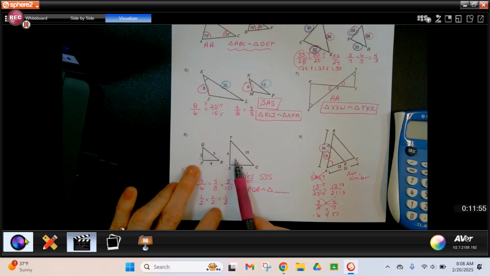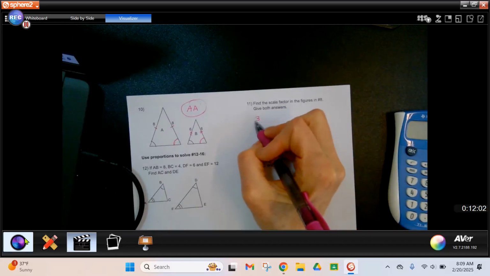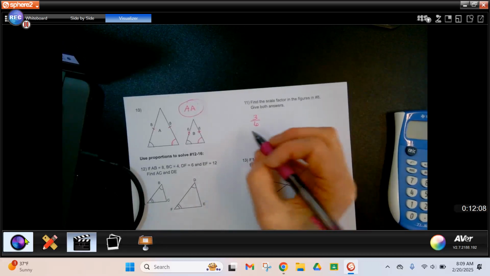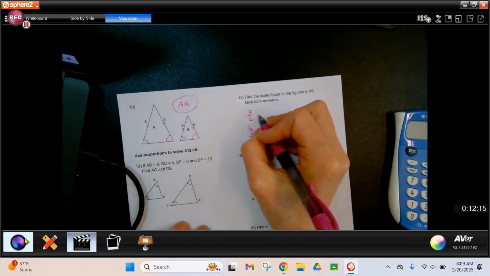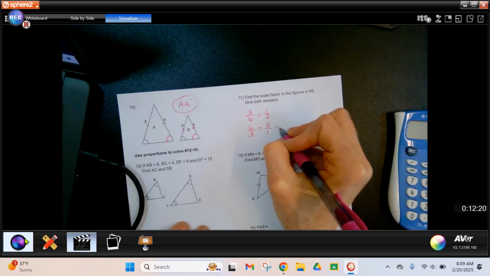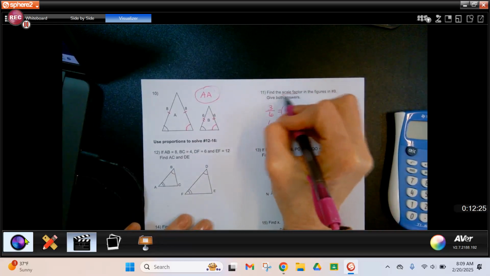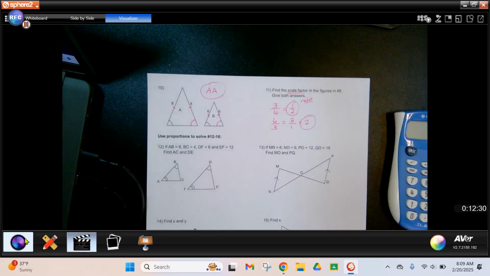So from the small to the big, remember these are corresponding sides, 3 and 6. So we can use 3 and 6. So over here, I'm going to say 3 and 6. That's the scale factor from small to big. And then the scale factor from big to small would be the other direction, 6 to 3. Okay, so the scale factor from small to big is 1/2, and the scale factor from big to small is 2/1 or 2. Remember, the scale factor is just a fraction. It's just a ratio of one pair of corresponding sides.